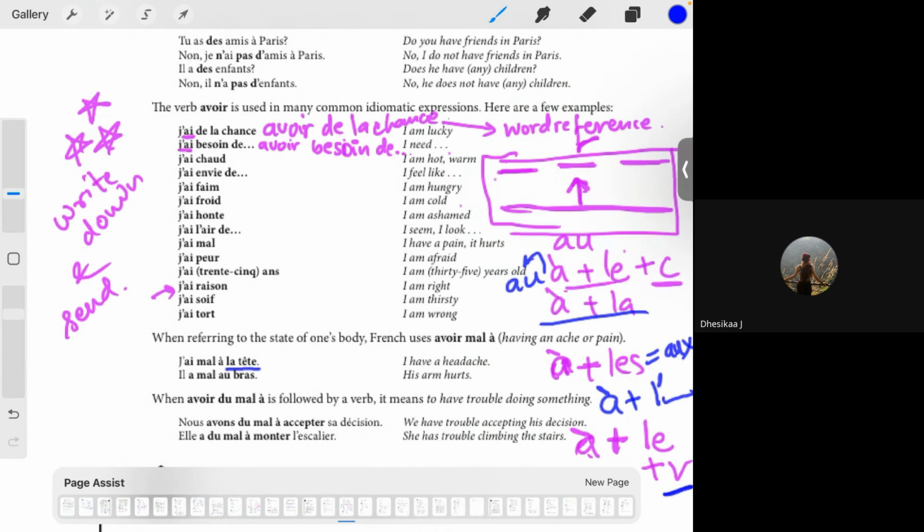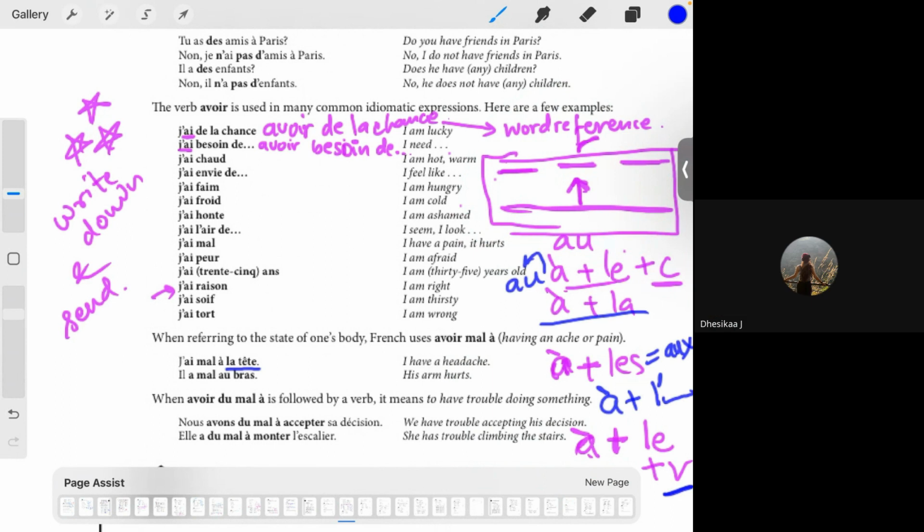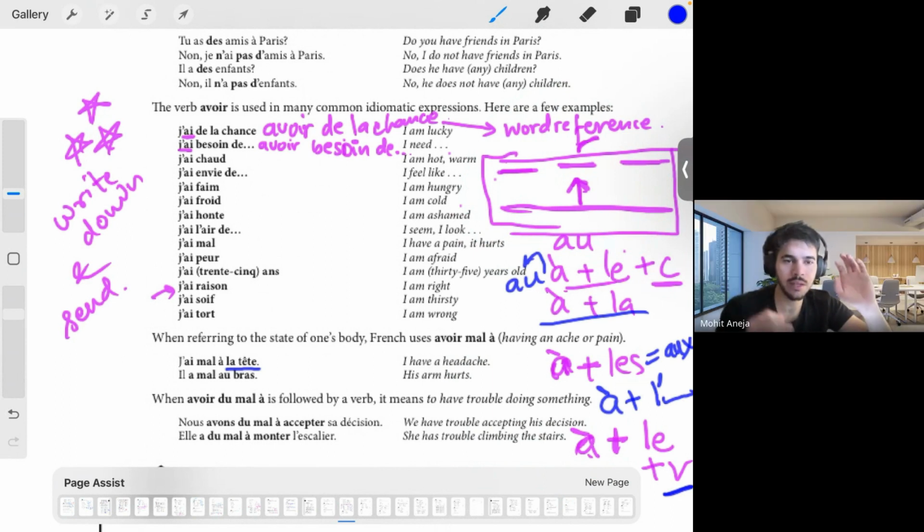R plus L is equal to O. So R disappeared, le disappeared, and both of them became O. So it became avoir mal au bras. Why? Because le and à became O. So that is where this O came from in the sentence. His arm hurts, il a mal au bras.